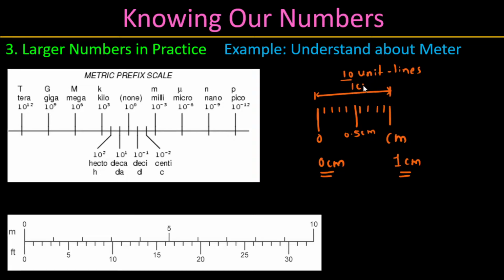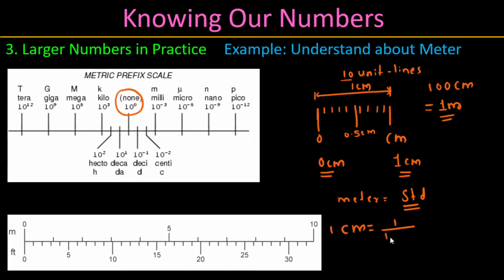This is completely 1 centimeter. If you add 100 of this kind of centimeter, then it becomes 1 meter. This is 1 meter. And you see the centimeter here, 1 by 100. Meter is always a standard unit across the world. And if you want centimeter, 1 centimeter equals 1 by 100 meter. So this can be written as 10 to the power minus 2 meter. This is how it is.